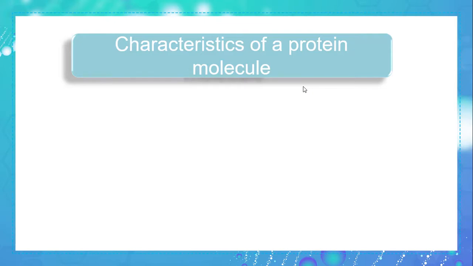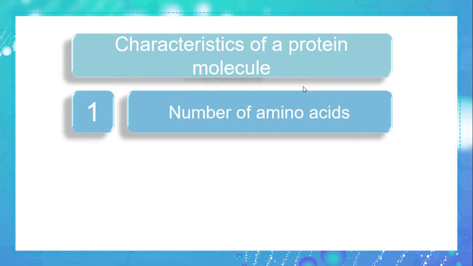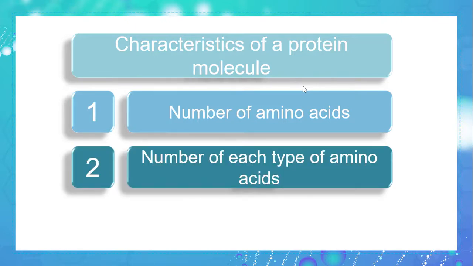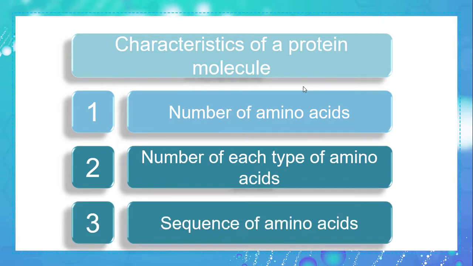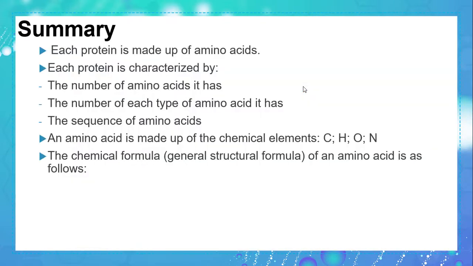Now let's sum up the characteristics of a protein molecule. First, each protein molecule has a specific number of amino acids. It has a specific number of each type of amino acid. And finally, it has a specific sequence of amino acids. To sum up, each protein is made up of amino acids. Each protein is characterized by a specific number of amino acids, a specific number of each type of amino acid, and a specific sequence of amino acids.